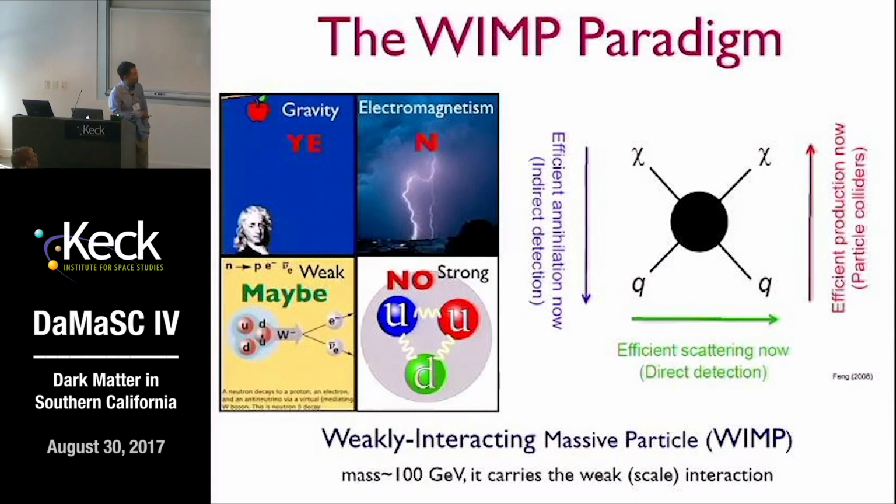So I took the slide from Jonathan Feng. It's a very old slide. You can see that you can search for WIMPs in different ways. WIMPs can collide with quarks to produce direct detection signals. The WIMPs can also annihilate to produce standard model particles, and you can search for WIMPs in direct detection and indirect detection experiments. And you can collide two standard model particles to produce WIMPs. So that's how you search for WIMPs at particle colliders.